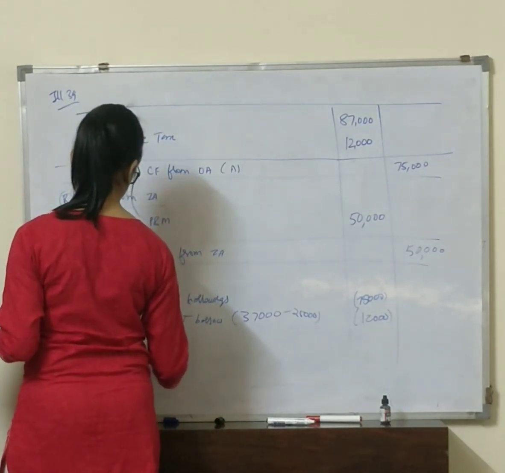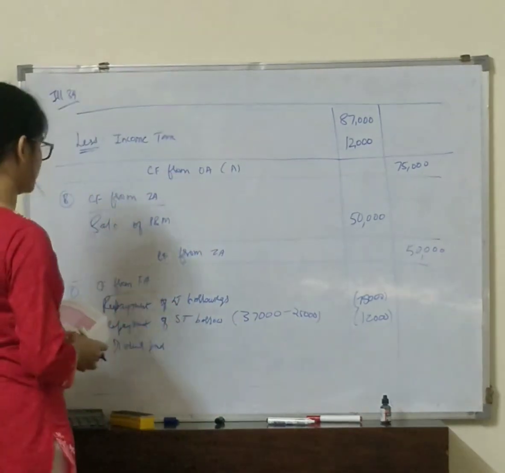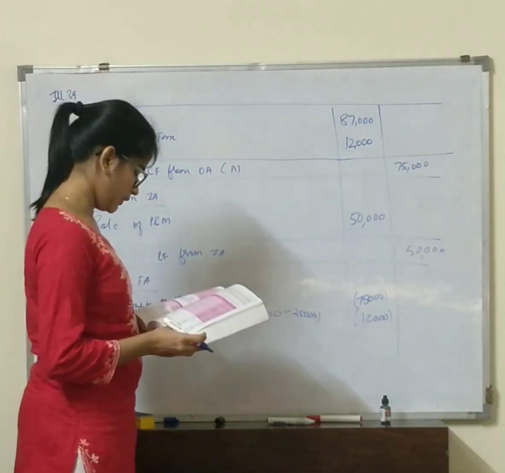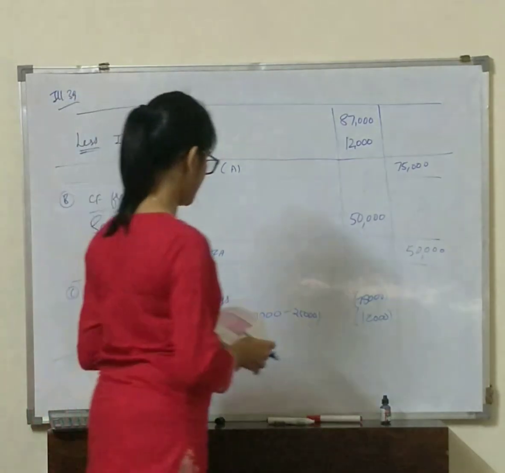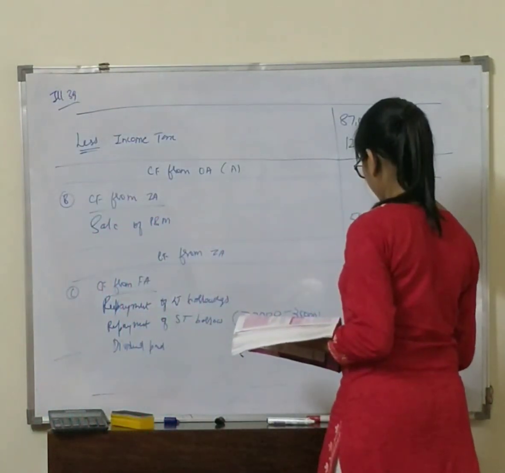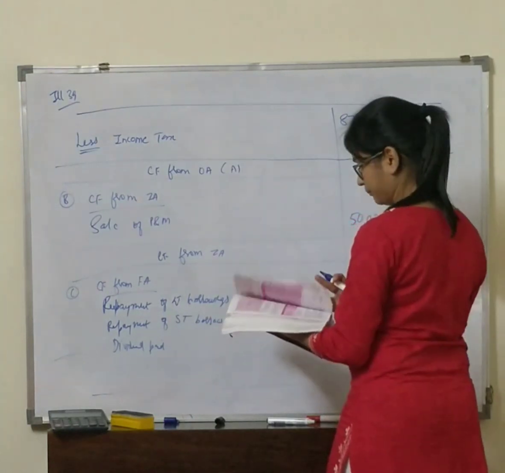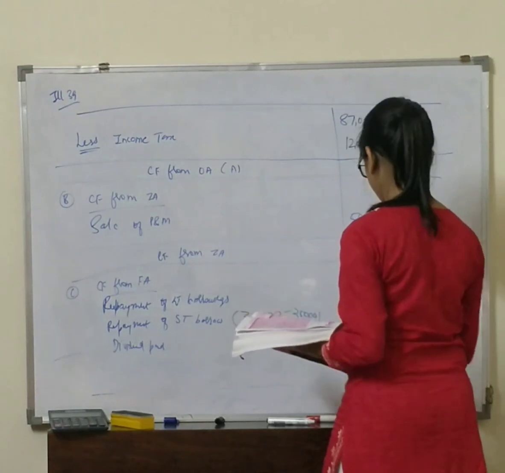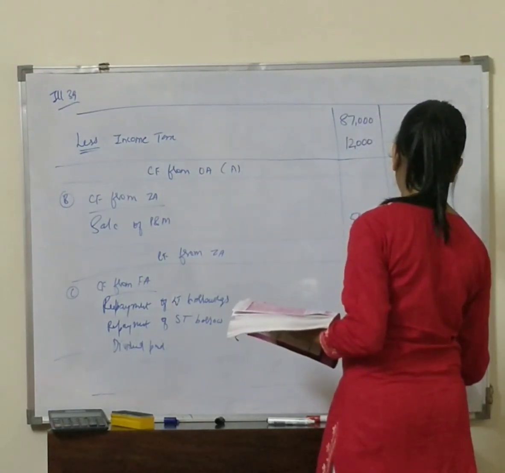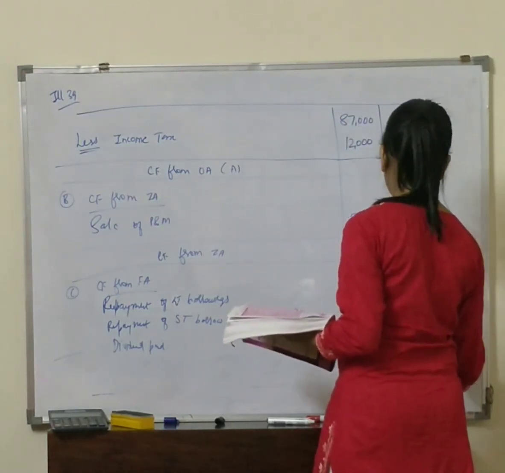And last we have dividend paid. We have proposed dividend for the previous year and the current year. The current year we add to the net profit, and the previous year's will be dividend paid, that is again negative 20,000. So we get net cash used in financing activities as negative 1,07,000.